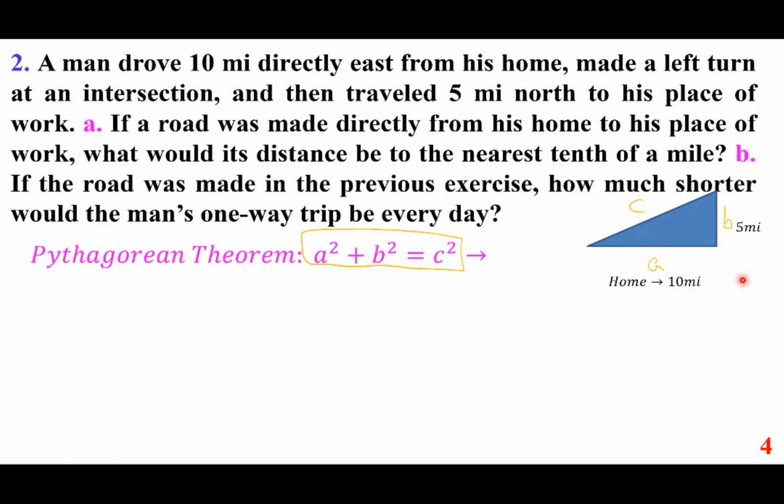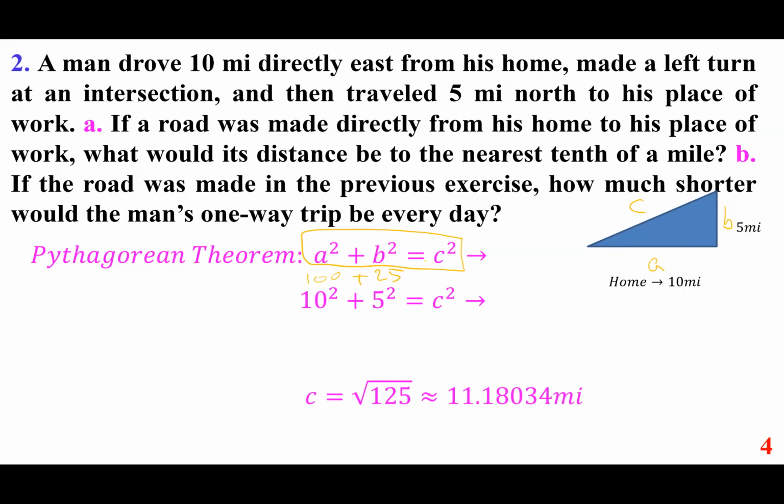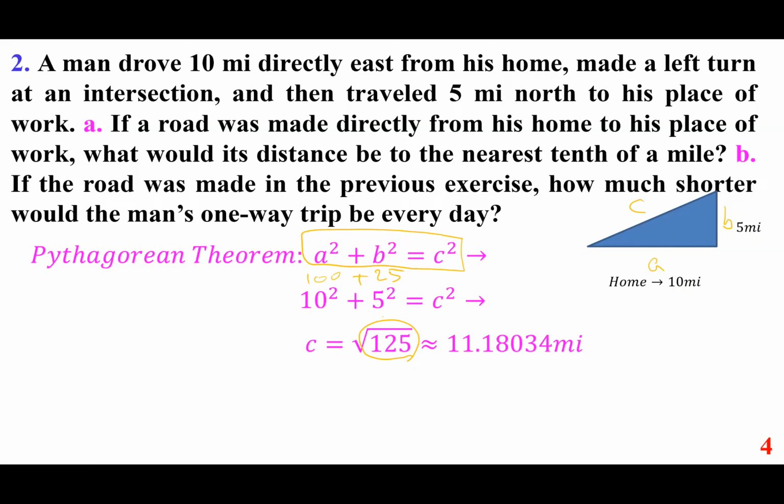Therefore, 10 squared and 5 squared, they add up. That gives us 100. That gives us 25. Therefore, c squared is 125, and c is the square root of that. And again, this is the exact answer. And then it gets approximated with a bunch of decimals. And so that's the answer for part A.